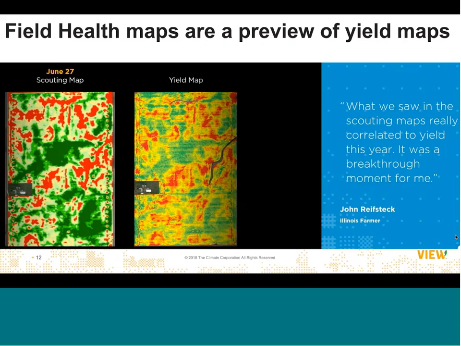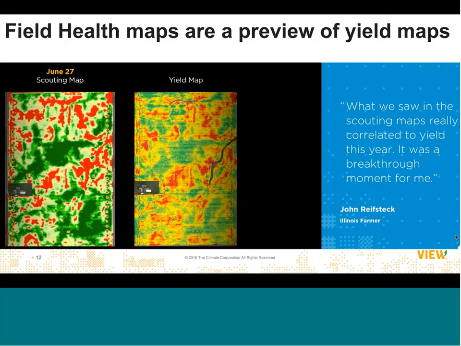And there's a couple of interesting things that come out of these field health maps. These field health maps end up being a preview of your yield maps in most situations. So here's an example on the screen from a farmer in Illinois saying, "What we saw in those maps from Field View really correlated to yield this year. It was a breakthrough moment for me." Because as you can see here on the left-hand side of the screen, that's the map that he got from us on June 27th. And on the right-hand side of the screen is his yield map of what he actually harvested in the field from his combine. And as you can see, there's a really high correlation there.